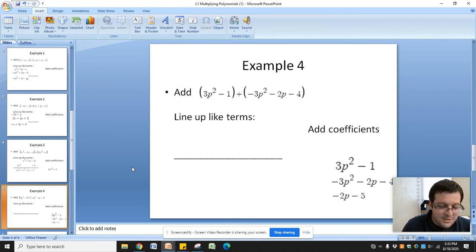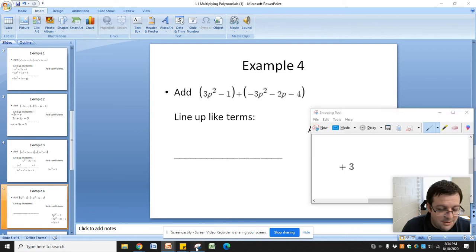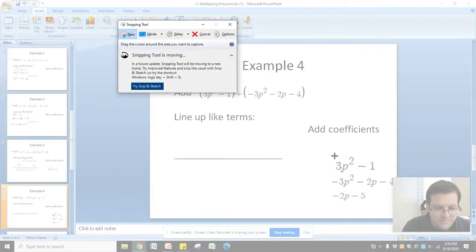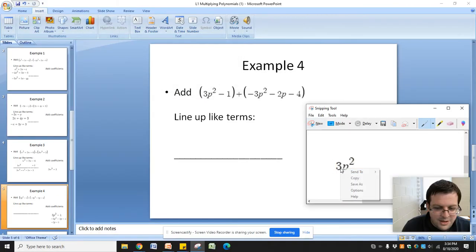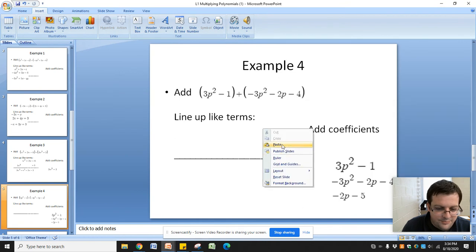Let's take a look at one more example, and then we'll do a bit of a word problem to get ourselves used to that. If we have 3p squared minus 1, and also -3p squared minus 2p minus 4, and we want to combine those terms, or rather add them together. Again, we're going to want to watch our spacing here. So I'm going to go ahead and split it up like so.